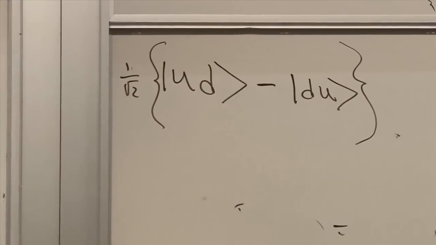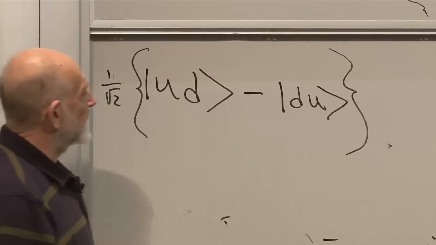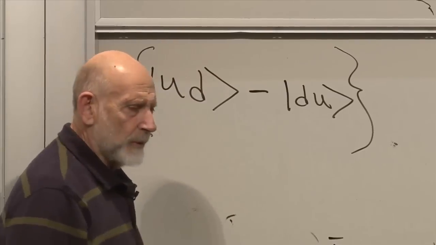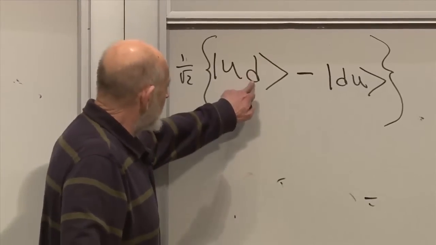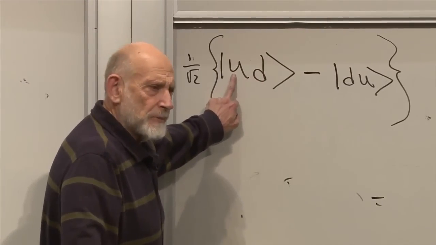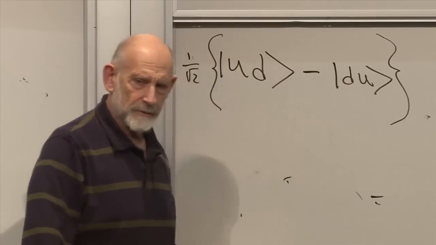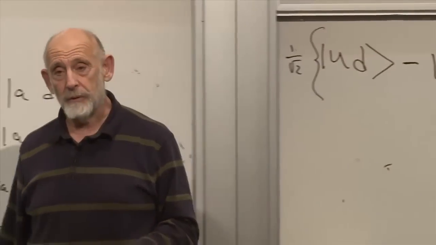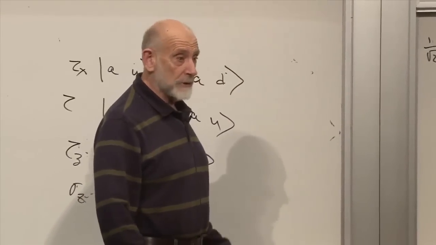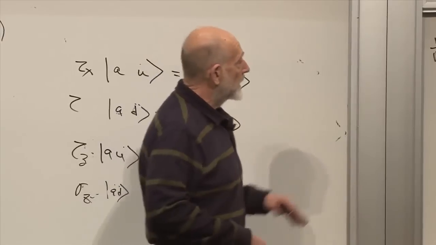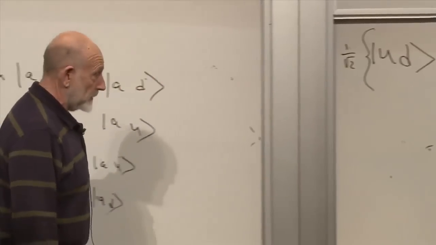Now this state is interesting. It has a correlation. If you know that tau is down, then sigma must be up. On the other hand, if you know that tau is up, then sigma must be down. Now, what does that mean mathematically? We're going to find out exactly what that means mathematically. This is not a product state. There is no way that this can be written as a product of one state. It's a sum or a difference in this case of two product states, but it is not a product state.